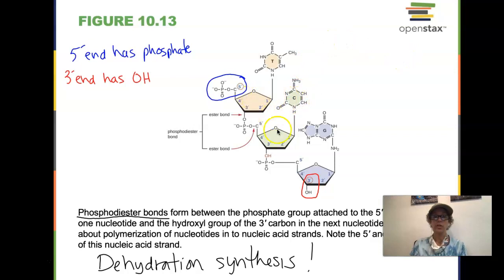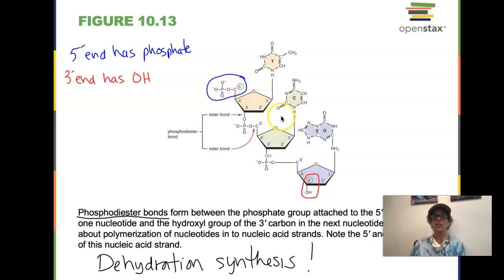This is showing 3 nucleotides. We have the same deoxyribose sugar for all. They're color-coded just because the base that is attached is different. The base is always at the first carbon, the 1' carbon. So we have thymine attached to the first carbon of the first nucleotide, cytosine to the first carbon of the second, guanine to the first carbon of the third. The phosphate group that is part of the nucleotide is always attached to the 5' carbon.